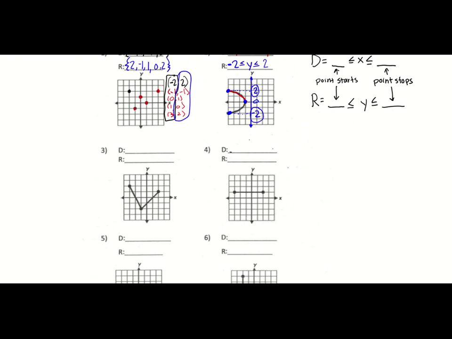Number 3, we're doing the same thing. So we have our lines connected here, and for our domain, we are going to have our number is less than or equal to x is less than or equal to a number. So you can fill these in right away without even looking at our graph. We know that we are just going to fill in these missing pieces of information.